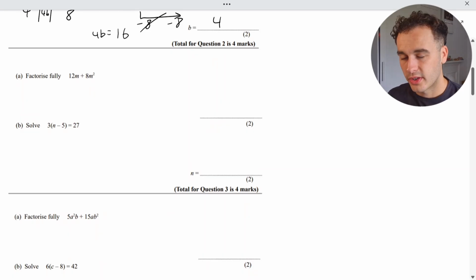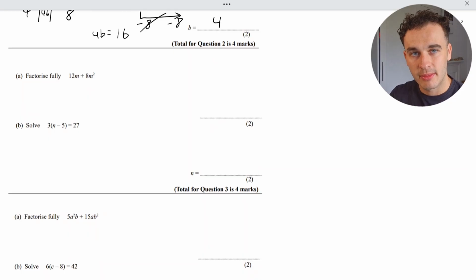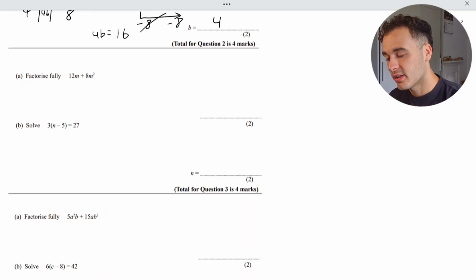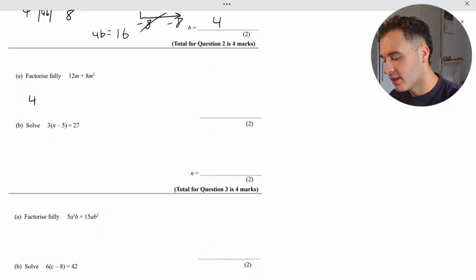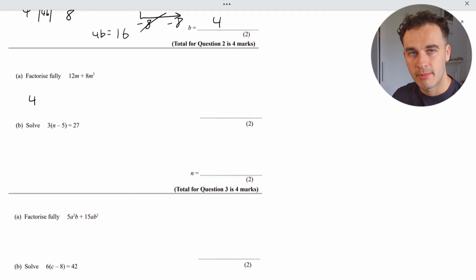So this factorisation is a little bit harder. We're thinking, what goes into both 12m and 8m squared? Well, the highest common factor between the numbers, I like to look at the numbers first, 12 and 8 is 4. And what is the highest common factor between m and m squared?